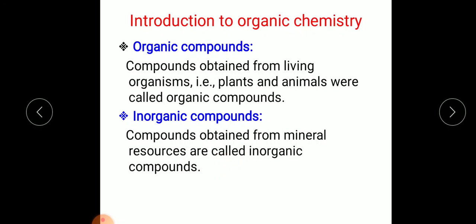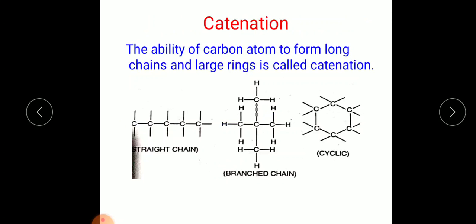So as we came to know, organic compounds are obtained from living organisms, plants and animals, whereas inorganic compounds are obtained from non-living things, we can say mineral resources. They are called inorganic compounds. Now, carbon has a very unique property, and that property is called catenation property.